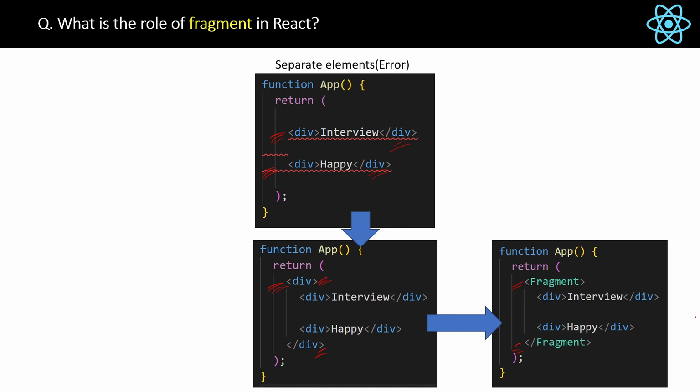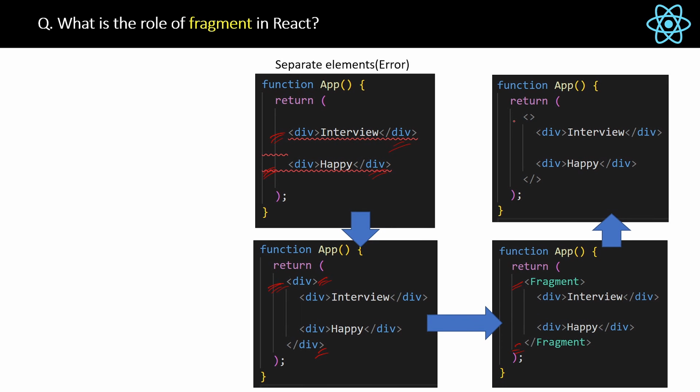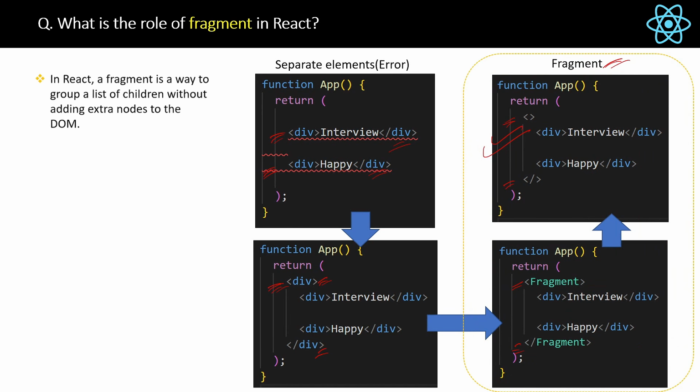So this is fragments. There is one more shortcut way of putting the fragment tag, and that is like this. Mostly developers use this tag because it is shorter and very simple, but both of them are called fragments only. They do the same thing. So the proper definition is, in React, a fragment is a way of grouping a list of children without adding extra nodes to the DOM. So this is the answer to this question.